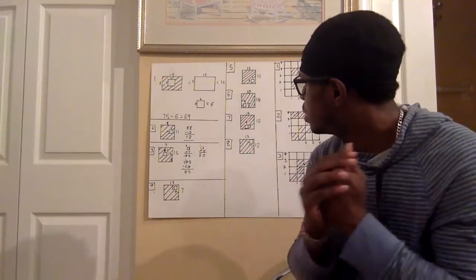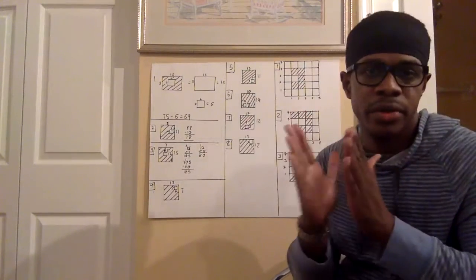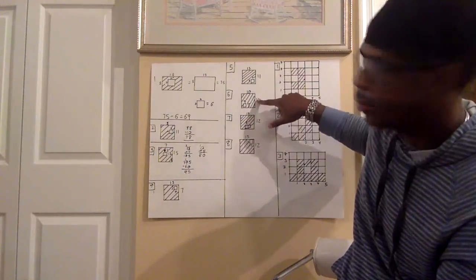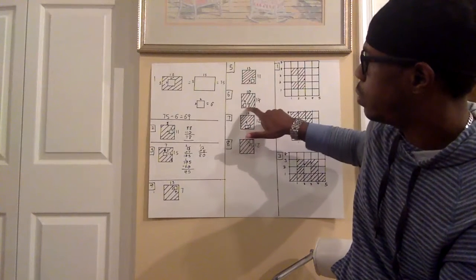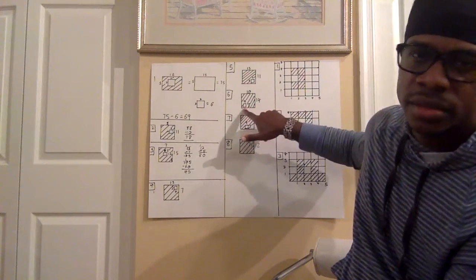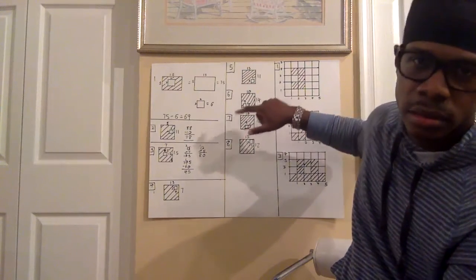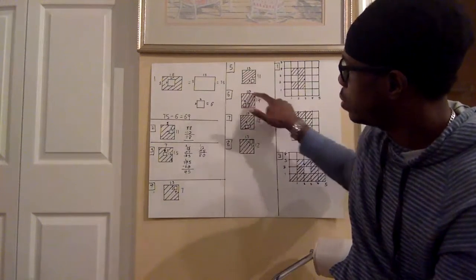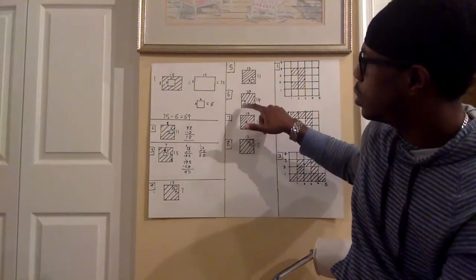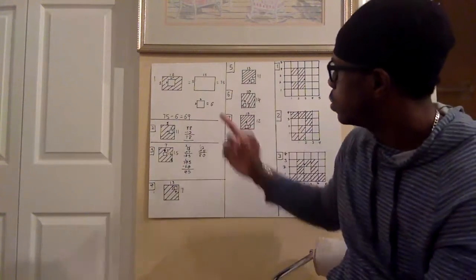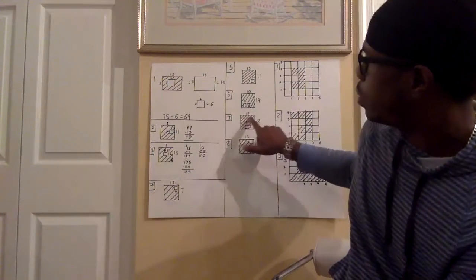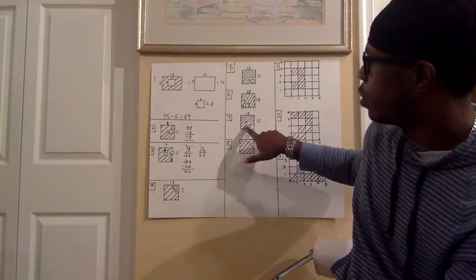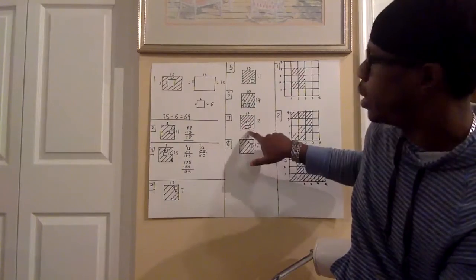Number 6, we have a length of 10 for the big figure and a width of 14. For the small figure inside, we have a length of 7 and a width of 8. So that's a length of 10, a width of 14, and then a length of 7 and a width of 8. For number 7, we have a length of 12 and a width of 12, so 12 times 12. For the small figure, we have a length of 9 and a width of 8.